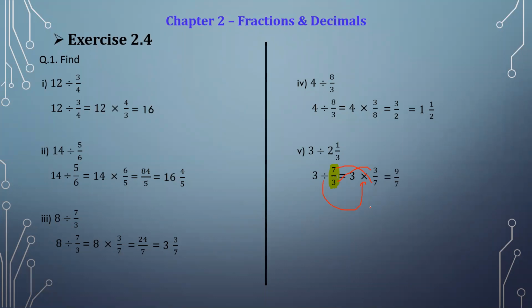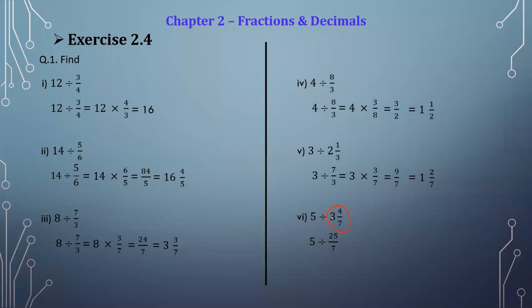So the final answer is 9 upon 7. And again, it is a type of improper fraction. So you can convert it into a mixed fraction by dividing 9 by 7, and you are getting the mixed fraction 1 2 by 7, which is the final answer for question number 5. Then the sixth one is similar to the fifth. Again, you have to convert this mixed fraction 3 4 by 7 into an improper fraction, and then solve for the final answer. Here again you can use the same method.